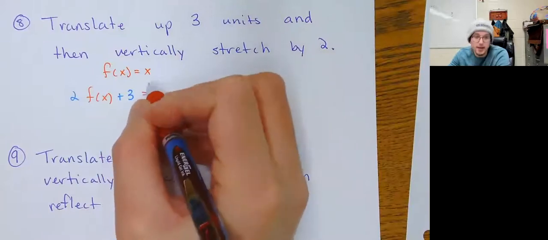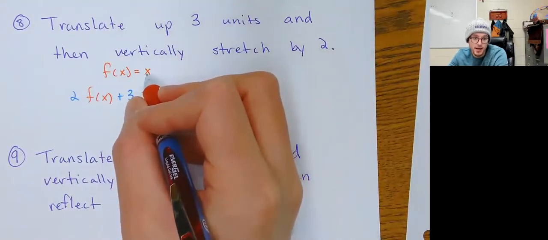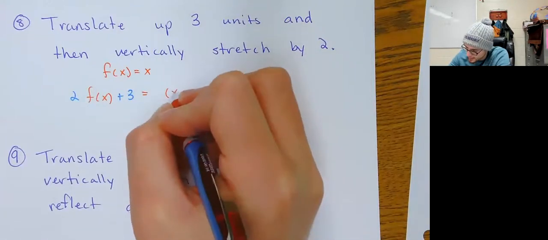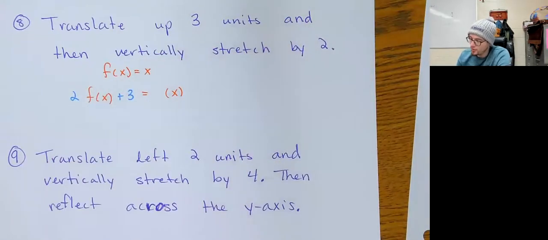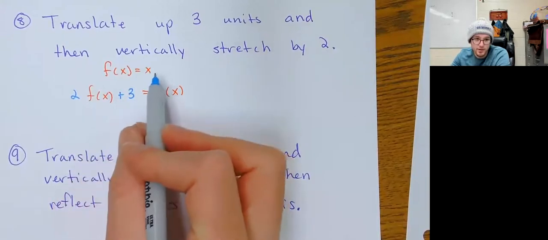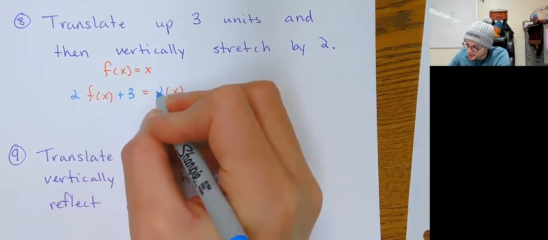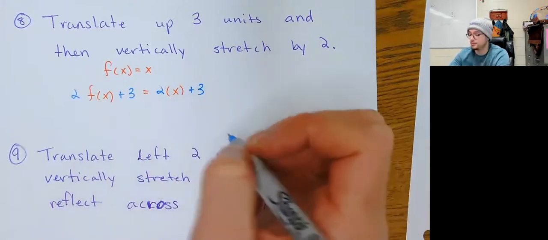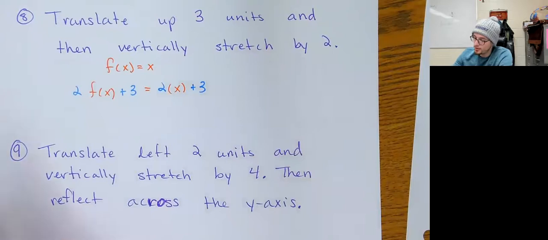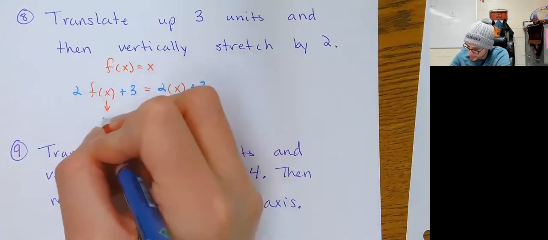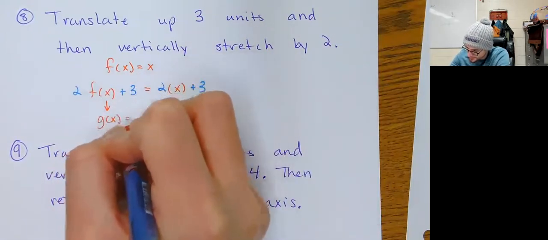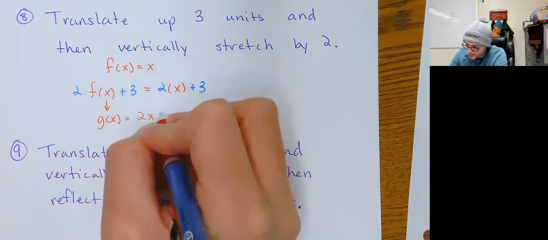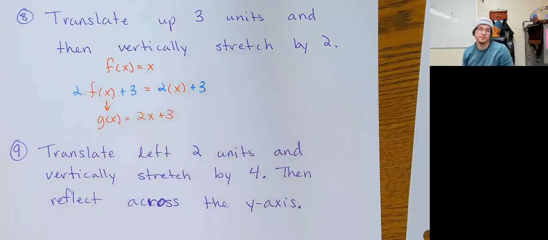Equals. Okay, well, what is the entire function? The entire function in this case is x. That's the entire original function. It's just x. So we're multiplying the entire original function x by 2 and then adding 3. Okay? So we've transformed f(x) to now become g(x). And 2 times x is 2x, and then we just have plus 3. So there's g(x).